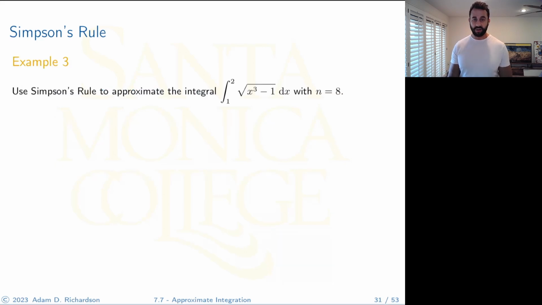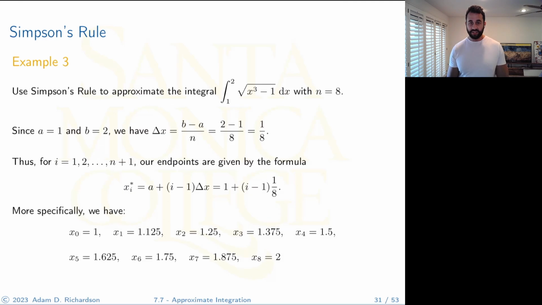Let's use it on that same integral, but now we're going to do n equals 8. Remember, we needed n to be even, so we couldn't use n equals 5 again. We had to pick n equals 8. Just like before, delta x is given by this formula because we're choosing them to be uniform. So 2 minus 1 over 8 is 1/8, and that's the length of the subintervals.